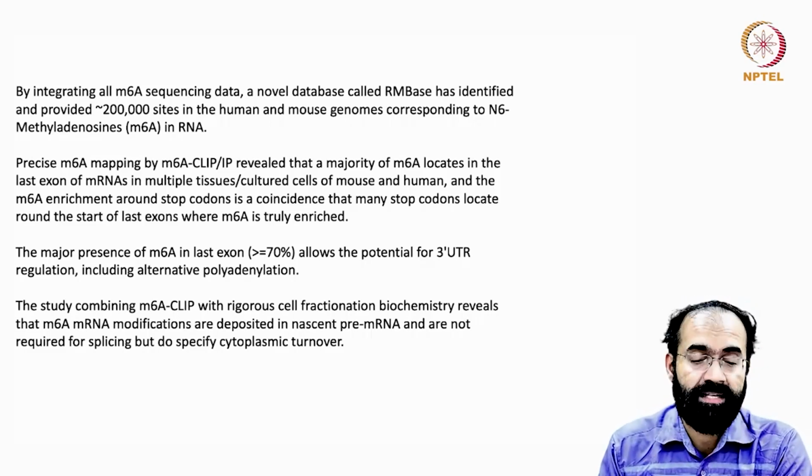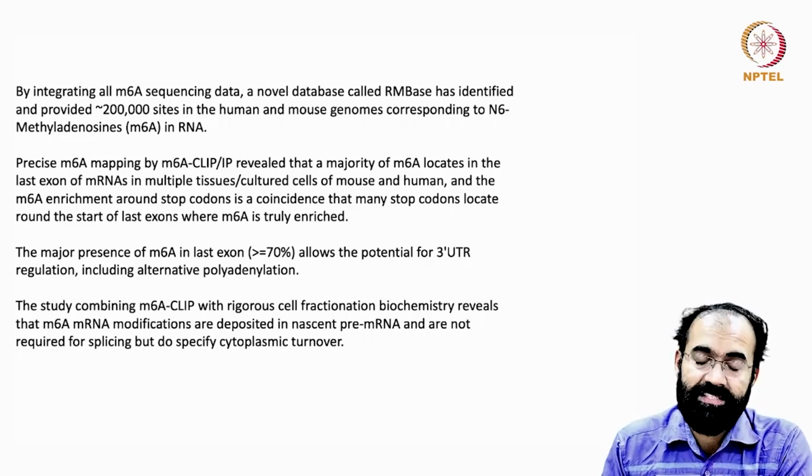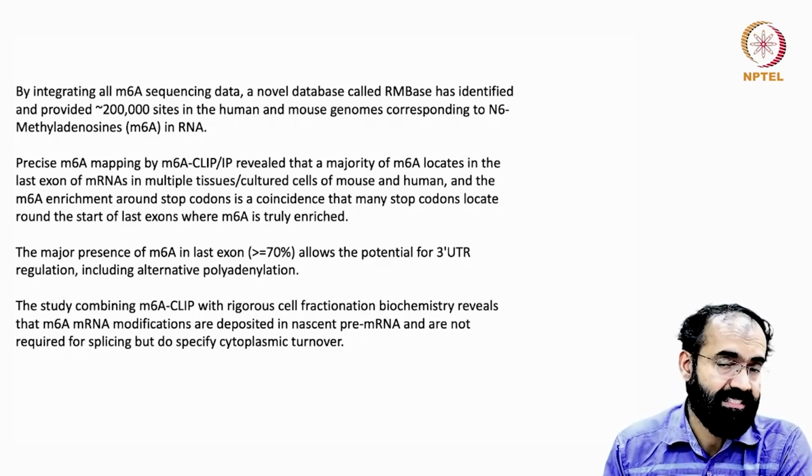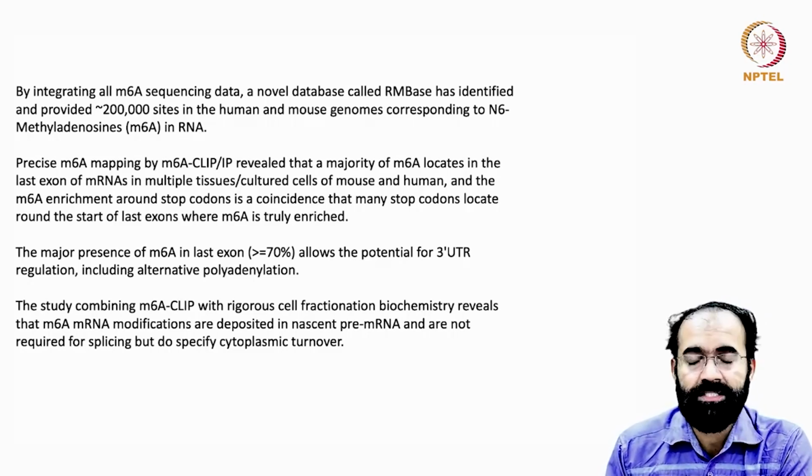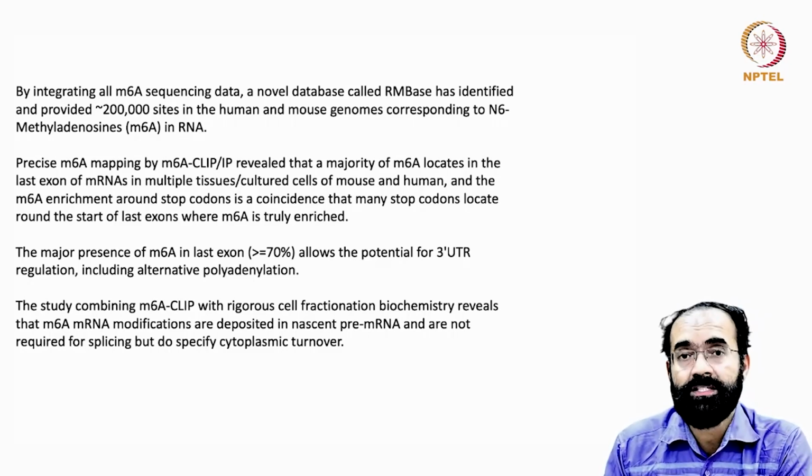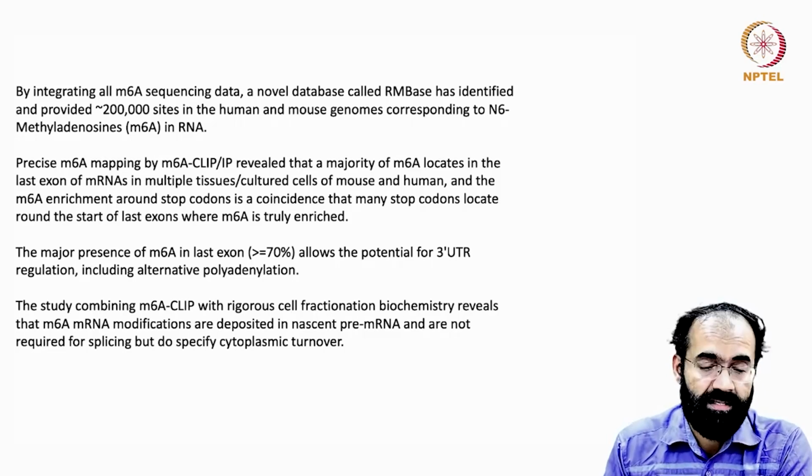So around 200,000 binding sites are present in human and mouse genomes corresponding to the N6 methyl adenosines, that is, M6A adenosines in the consensus region. Not just any random adenosine, it should match the consensus sequence as you discussed in the previous slide.